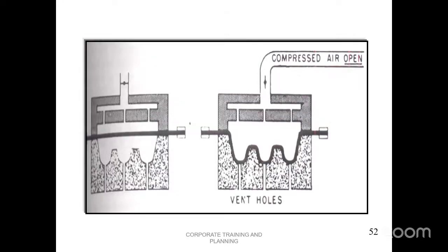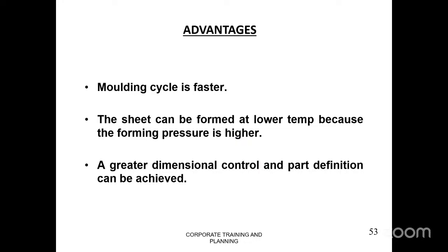See now here. What is happening here? The sheet is heated here. And there is compression here. You are pressing from the outside here. The article gets formed here, friend. What are the advantages of the pressure forming process? Mold cycle is faster. The sheet can be formed at lower temperature because the forming pressure is higher.